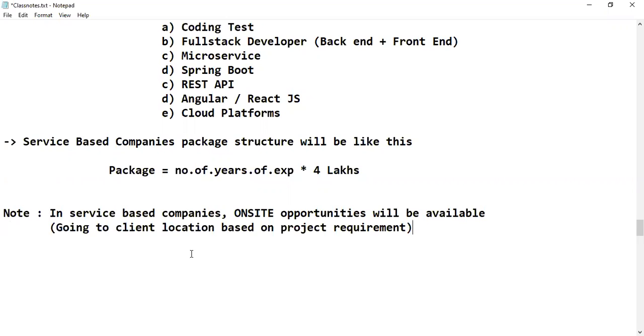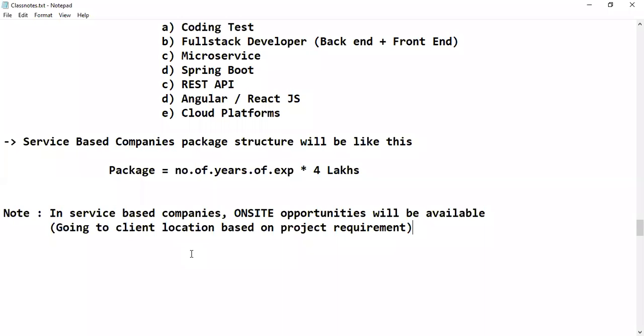Now, if your client is in the US, based on the project requirement, your company will send you to the US. Your client is in America, and based on the project requirement, the client wants you to work in America. Then your company will send you to the client location, that is called on-site. Some people may get on-site for 1 year, some people for 2 years, some people may get on-site permanently. If you go to the US, then you will get more money because they will pay the salary in US currency, monthly, hourly $40, hourly $50 that they are going to provide you.